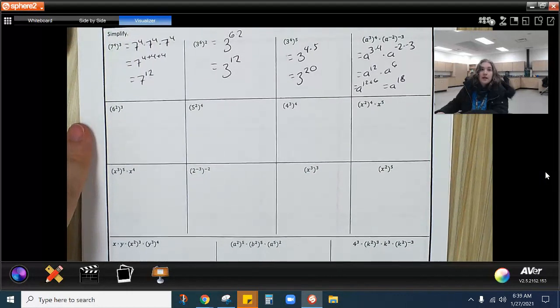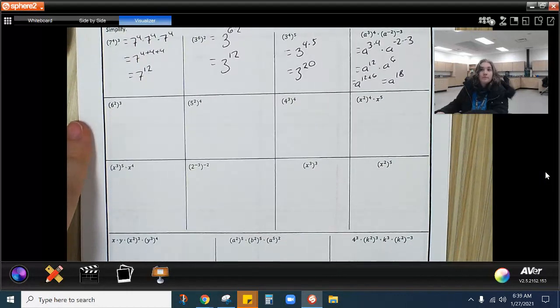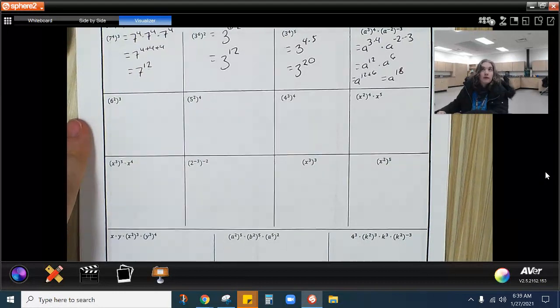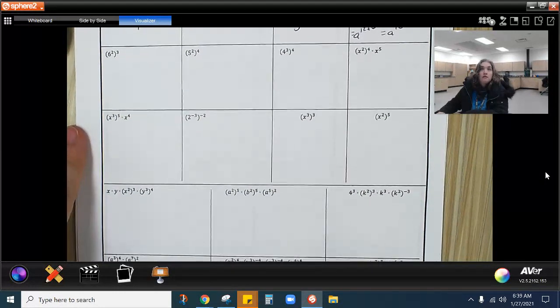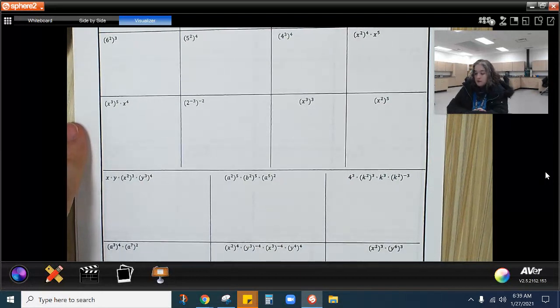All right, so I want you to take some time and try these out. All right, pick 5 of them to try. You can see all of them on the page now.